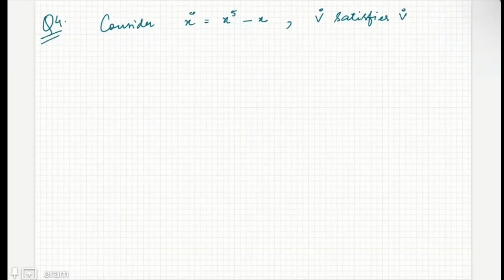Okay, now let's consider that we have a scalar system which is given as x dot equals x to the power 5 minus x, and it is given that its v dot satisfies minus x to the power 4. So we have a system whose derivative is minus x to the power 4. We need to find the Lyapunov function v.